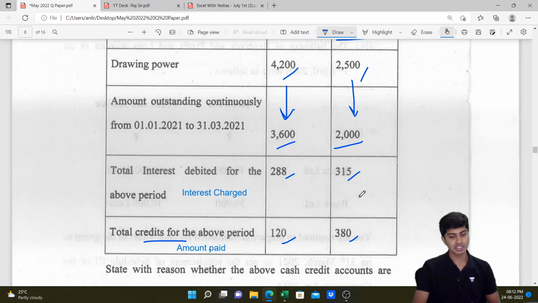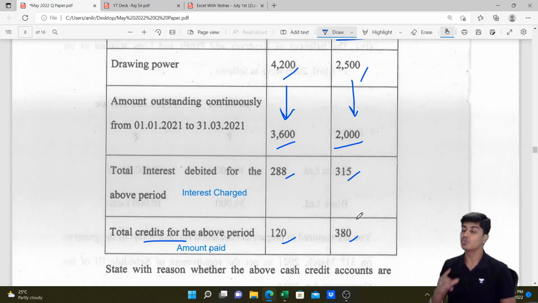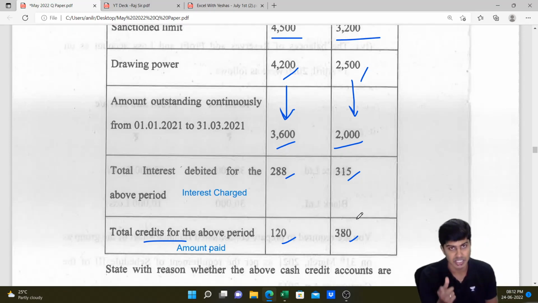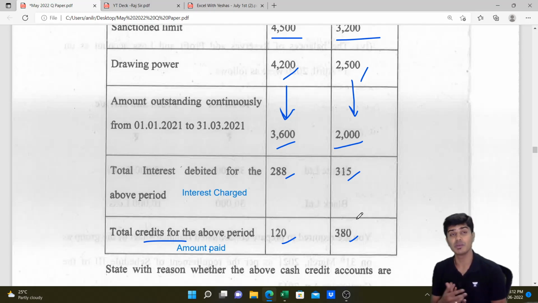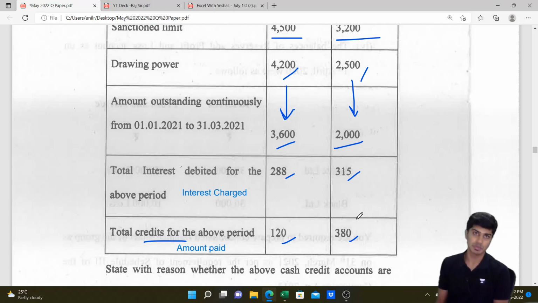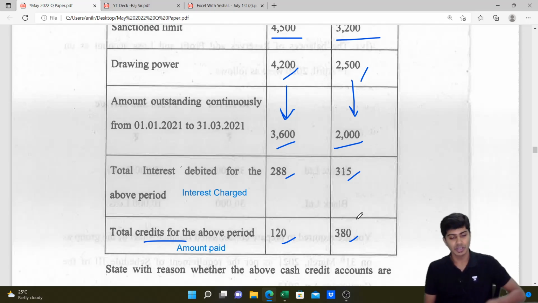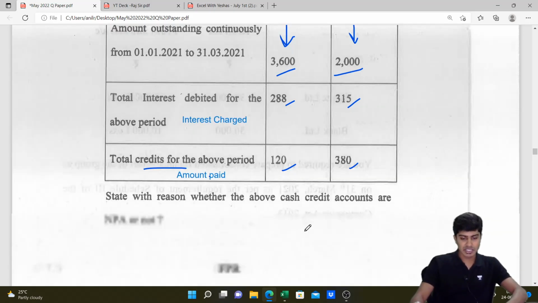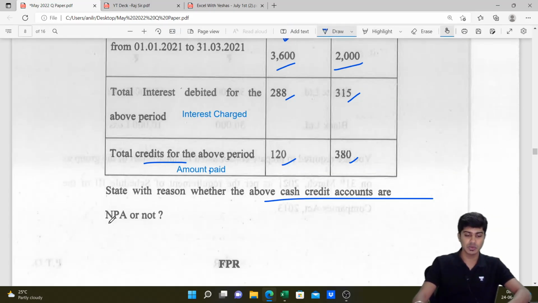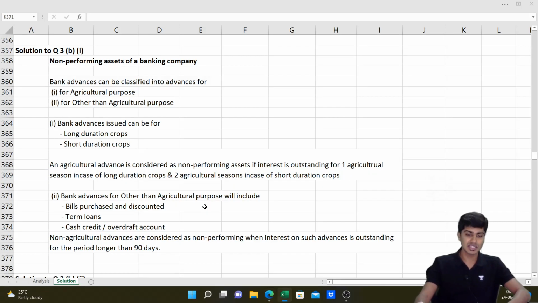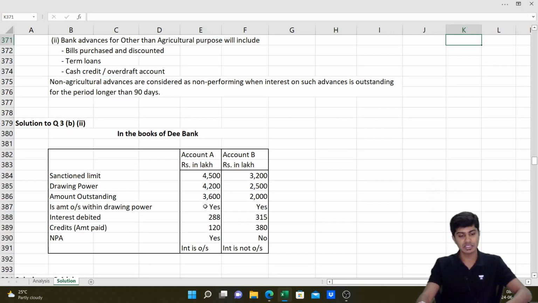315 rupees interest charged. We have repaid 380. So that first 315 rupees will be adjusted against interest, and the excess of 65 will be adjusted against principal. So principal is also repaid to an extent. So we don't have to worry. Chalo, they've asked to state with reason whether the above cash credit accounts are NPA or not. Account A is an NPA, account B is not. Have a look at the answer.